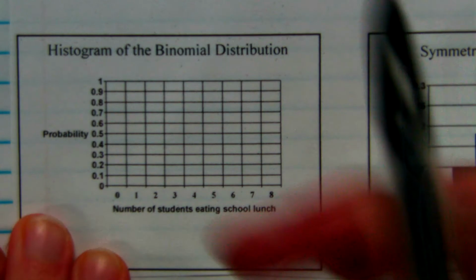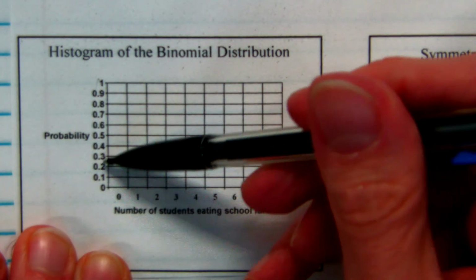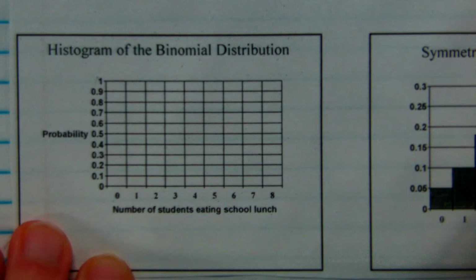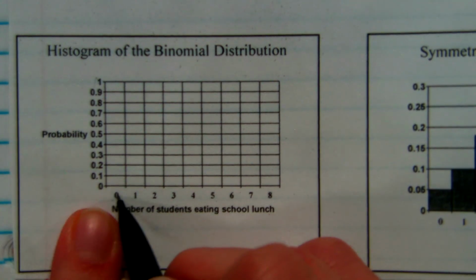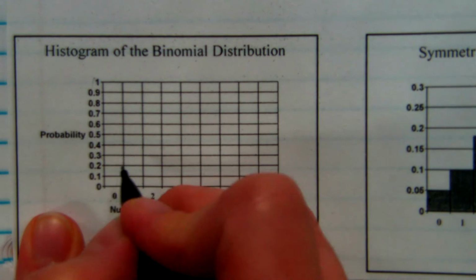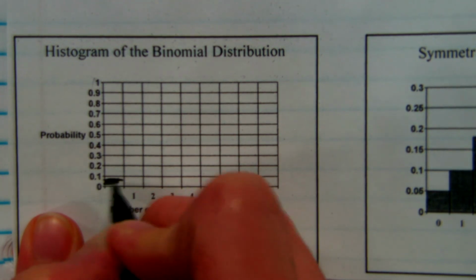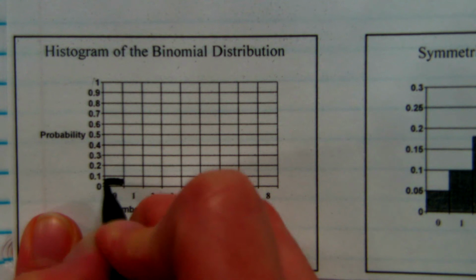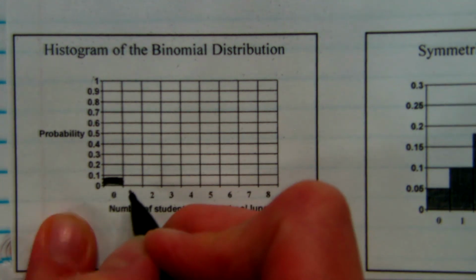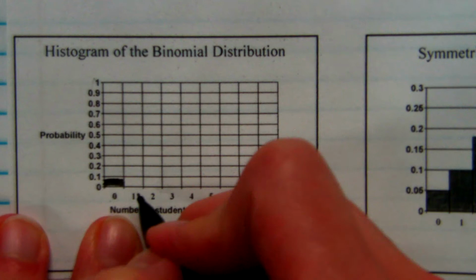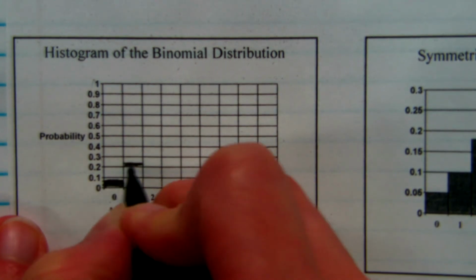And so they've got the probability over here divided into tenths. So basically 10%, 20%, 30%, all the way up to 100%. But they did decimals since that's what we have. So the probability of 0 kids eating was 0.07. So that's going to be just a little bit below 0.1. So I'm going to fill in a little box that's just a little bit lower than 0.1 because that was 0.07. And then for 1 kid eating was 0.22, so that goes a little bit above the 0.2.